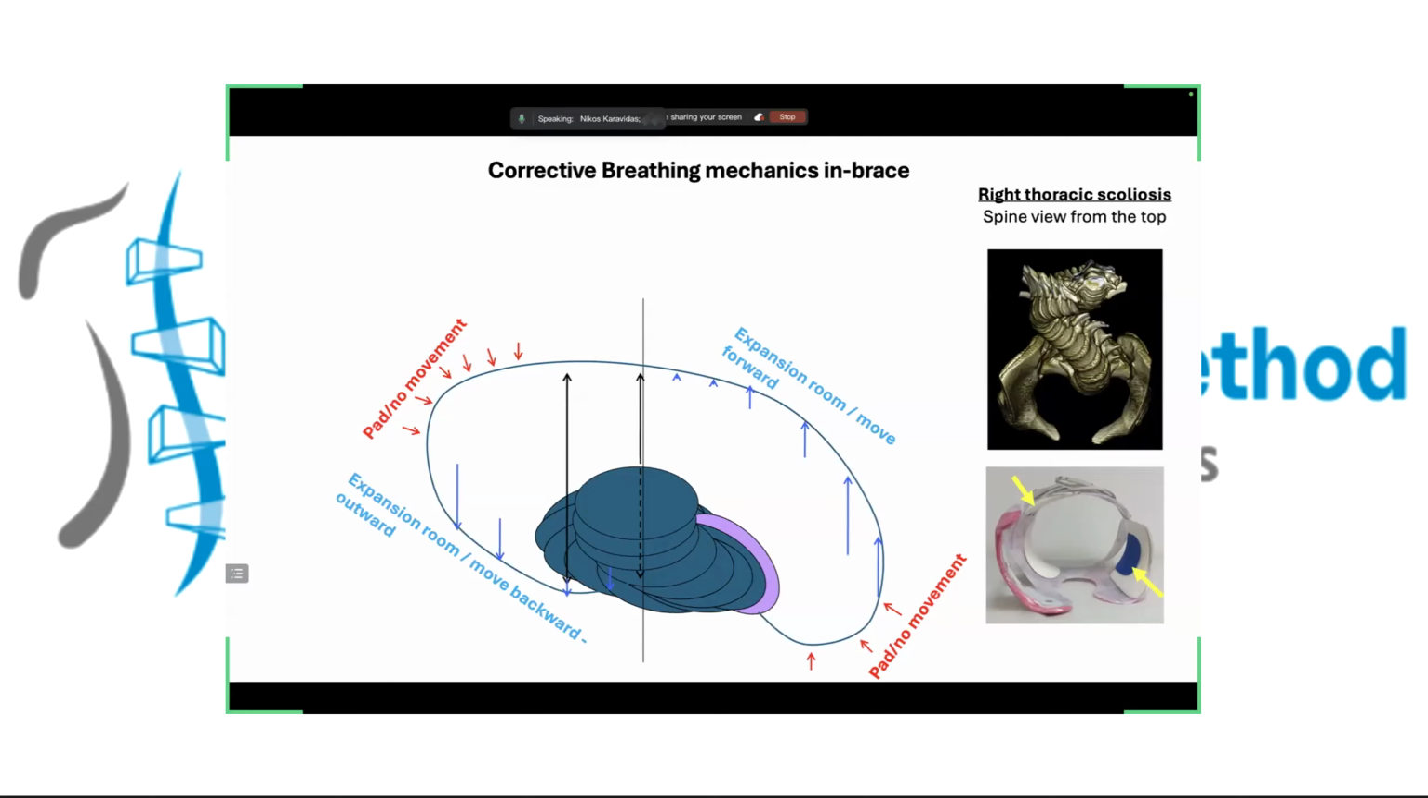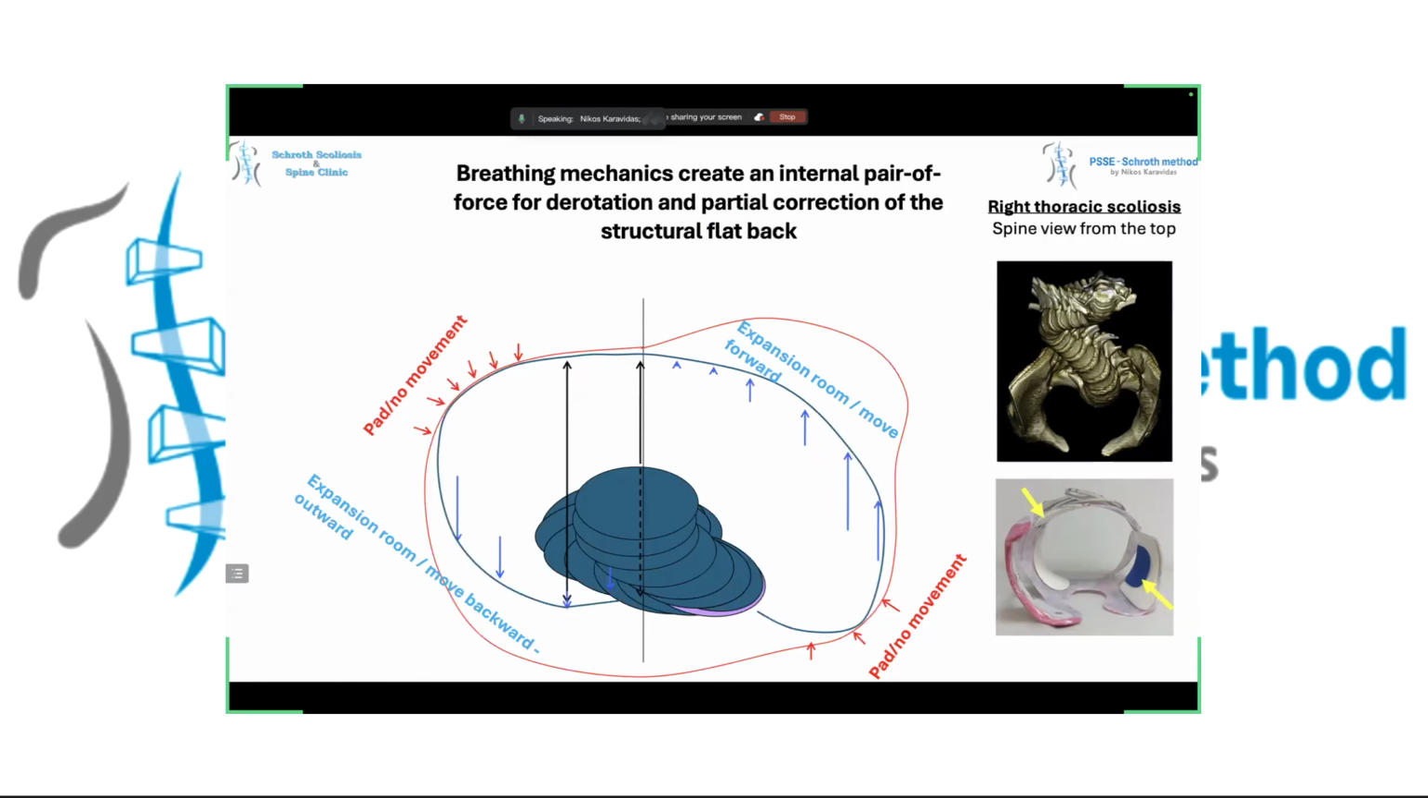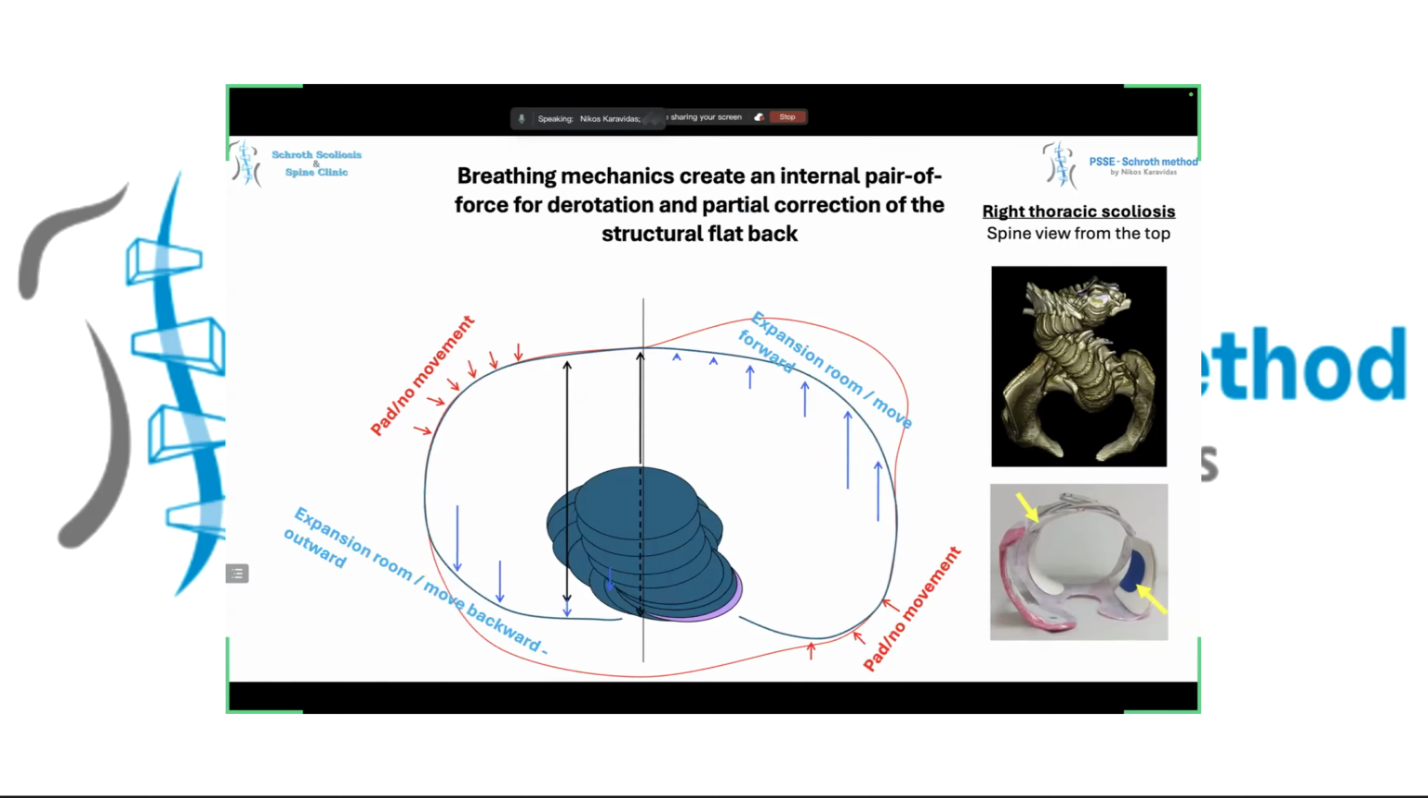Of course, what we can train our patients is to work even more with that, with the corrective breathing that is educated by our exercises, to get more expansion, to give more volume to the rib cage. And this is the way how we create this internal pair of forces for derotating and getting a partial correction of the structural scoliotic flat back.